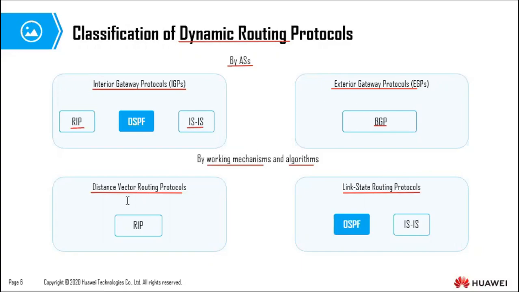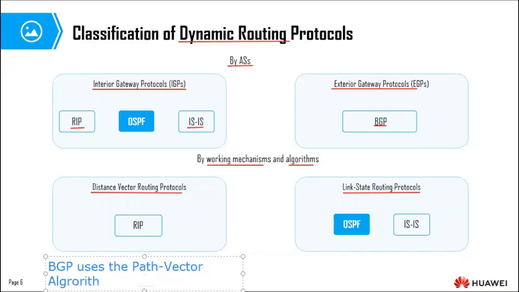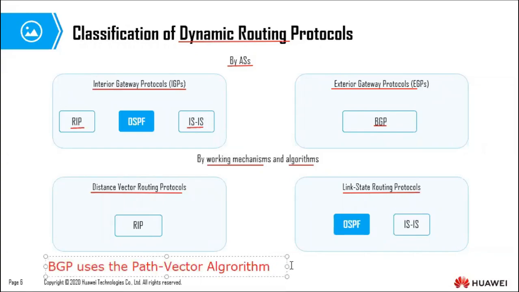Now, there's one we have not mentioned, and that is BGP. BGP uses what we call the path vector algorithm. The path vector algorithm is a variation of the distance vector algorithm, so that's why I'm putting it close to that. So BGP uses an algorithm called the path vector algorithm.